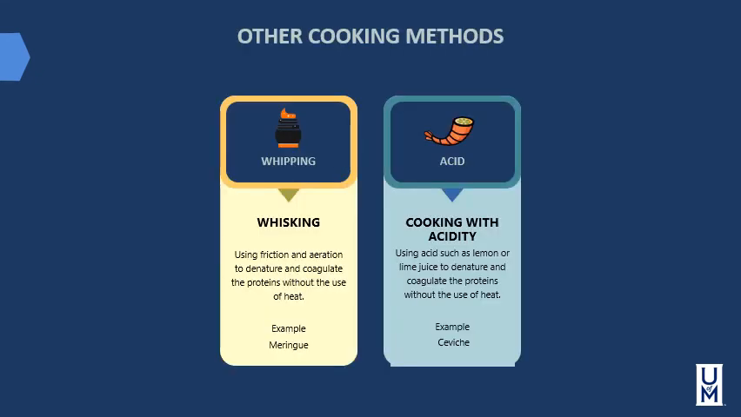Aside from these main cooking techniques, there are a couple of different cooking methods that need to be addressed. Whipping or whisking uses friction and aeration to denature and coagulate the proteins without the use of heat. An example of this would be meringue. Acid, or cooking with acidity, is using acids such as lemon or lime juice or wine or vinegars to denature and coagulate the proteins without the use of heat. A good example of this would be ceviche.